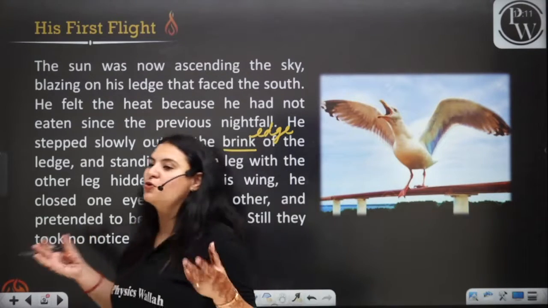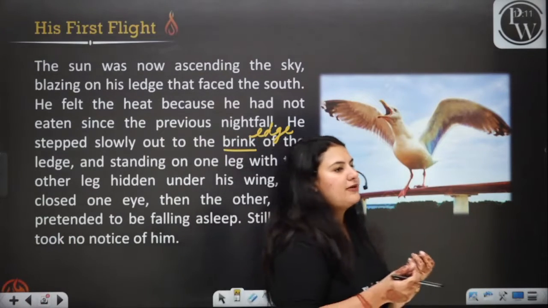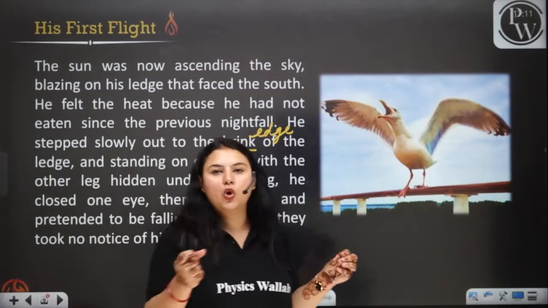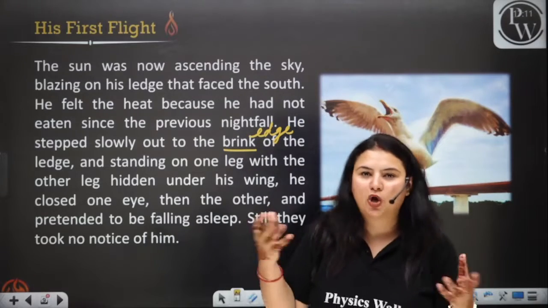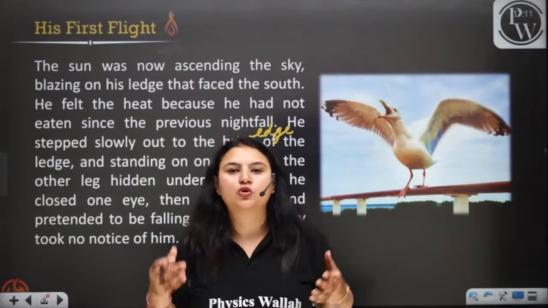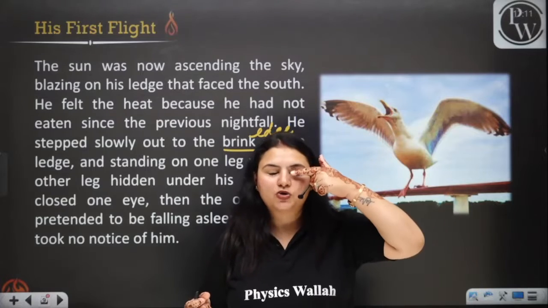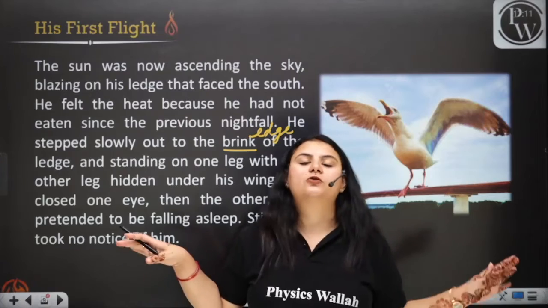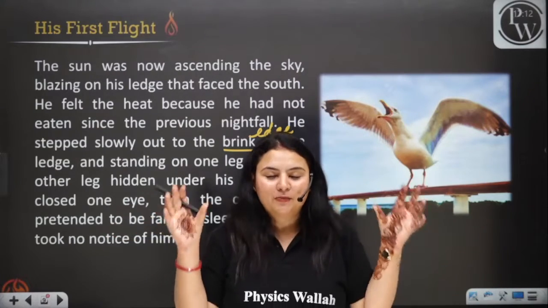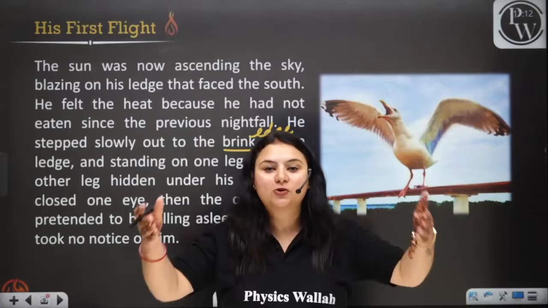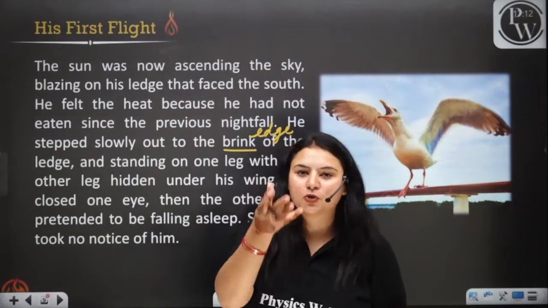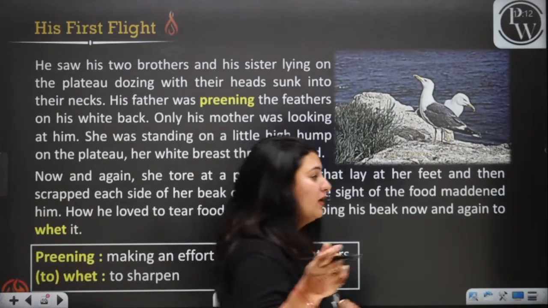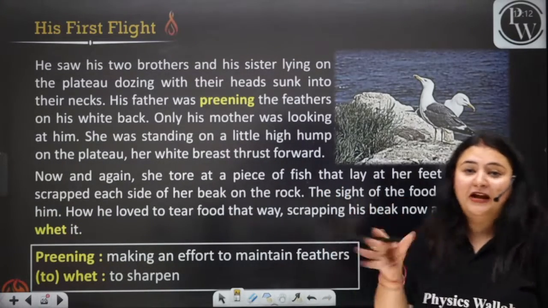Still, they took no notice of him. When nothing worked out, he started dramatizing. When nothing worked out, he started to perform a little bit of a skit. He thought that maybe I would be able to grab my parents' attention. What he did, he closed one eye, then he closed the other eye, and then he was doing like this. He was pretending to be asleep so that his parents would take notice of him and give him something to eat. But what happened? They didn't take any notice of him. So it was a failed plan.